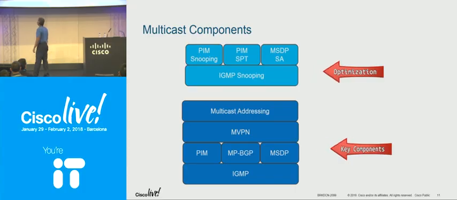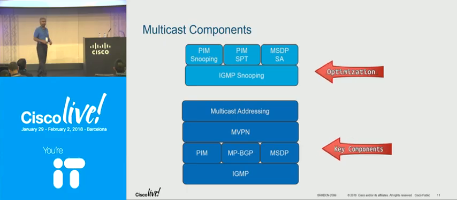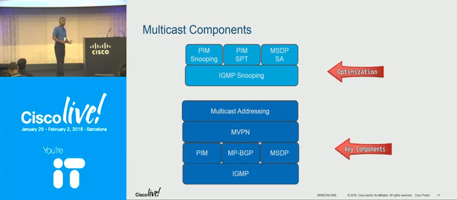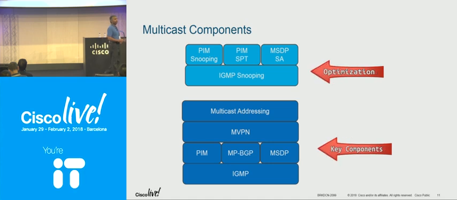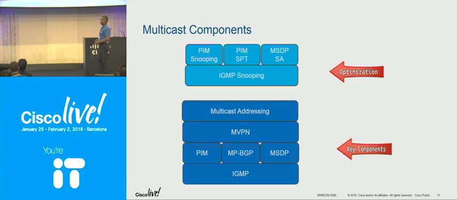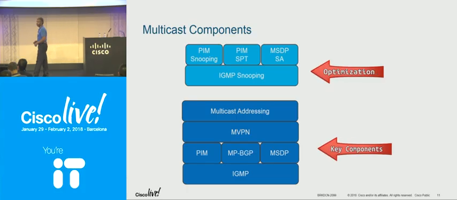So these are some of the components. Some are key components and some are optimization components. The key components are required to have the multicast work, wherein the optimization components are more optional, which is mostly used for fine-tuning the performance, fine-tuning the behavior of multicast. So we'll look into each of those components and how it basically works in the Nexus switches.